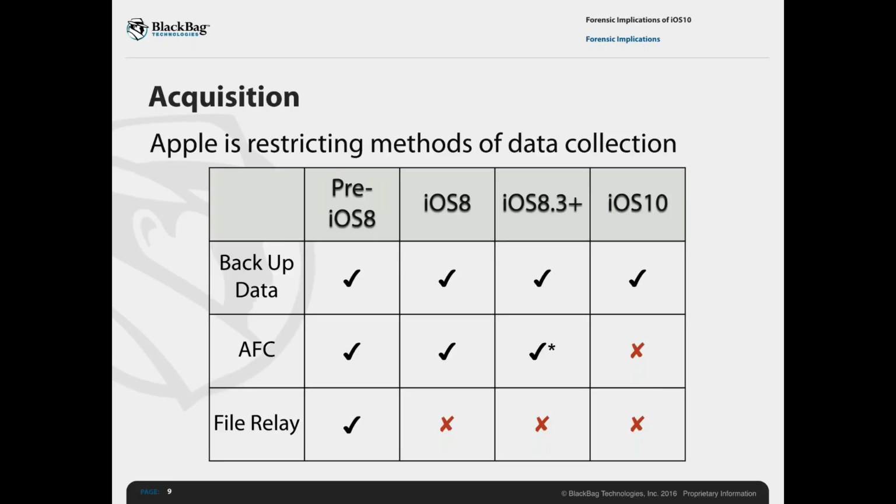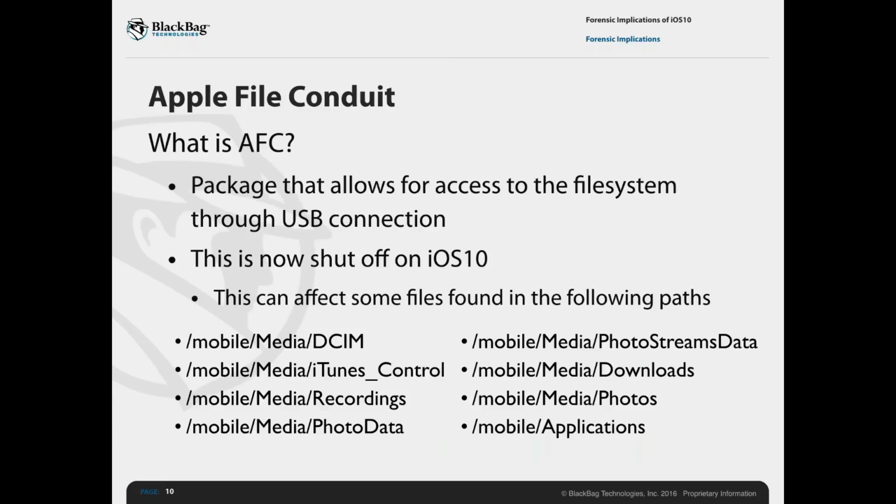With iOS 10, Apple has actually shut off Apple File Conduit. This means that there are lots of directories and files that could at one time be accessed using AFC, and we're no longer able to access those files using iOS 10. So basically, what is Apple File Conduit? It is a package that is put onto an iOS device and allows access to the file system through a USB connection. Now, keep in mind, that has to be through a USB connection.